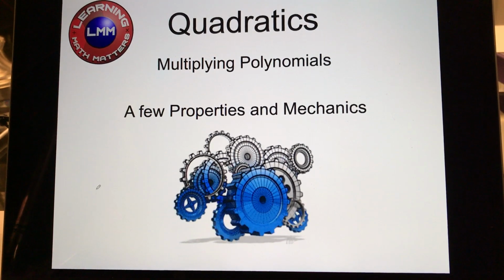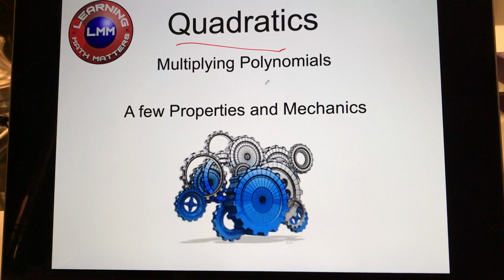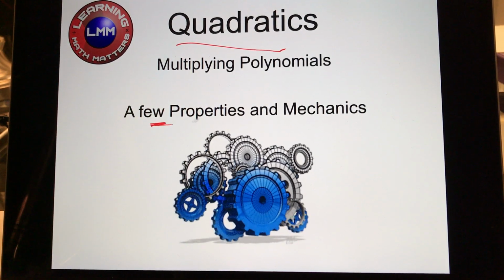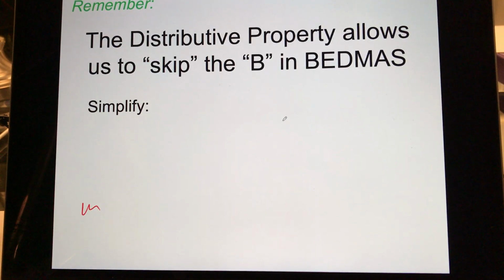Okay, so continuing with our look at quadratics, today we're looking at multiplying polynomials, and there are actually a few properties and mechanics we have to examine. So we remember the distributive property allows us to basically skip the B in BEDMAS.